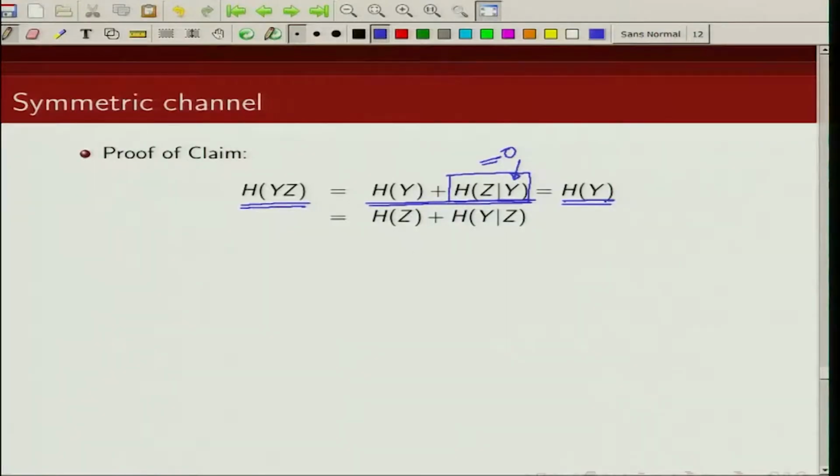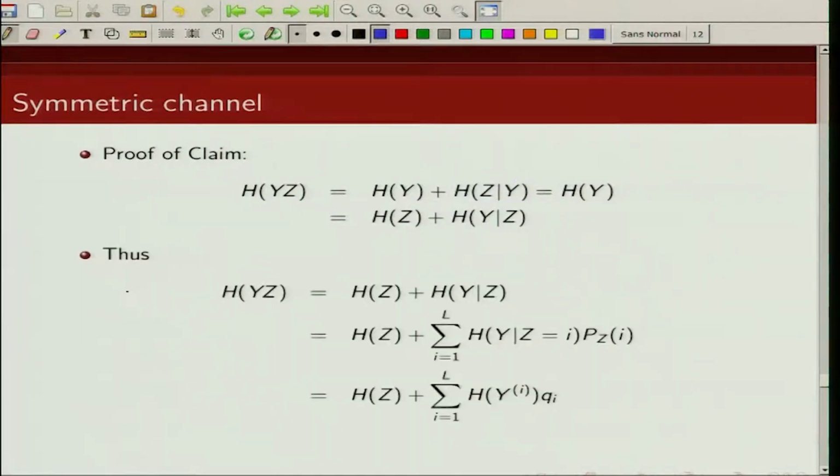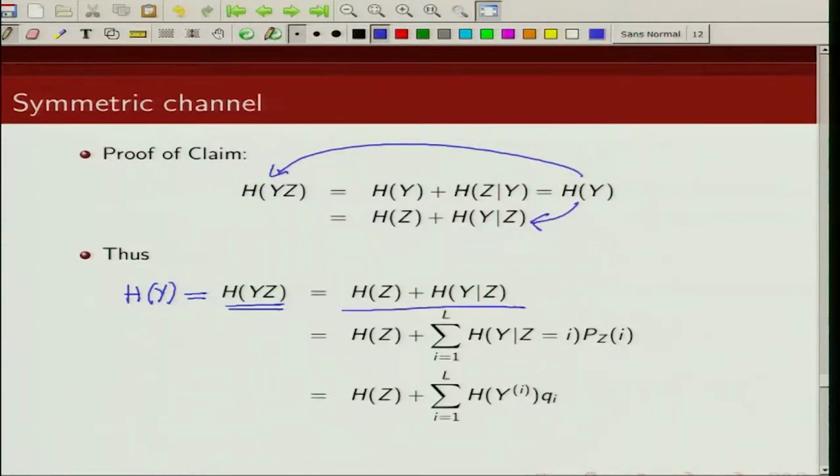Now this is same as uncertainty in z plus uncertainty in y given z. Again I am applying chain rule in a different way. So from these two I can write h of y is equal to h of yz. This is from here I get, and this is same as this quantity. Okay.